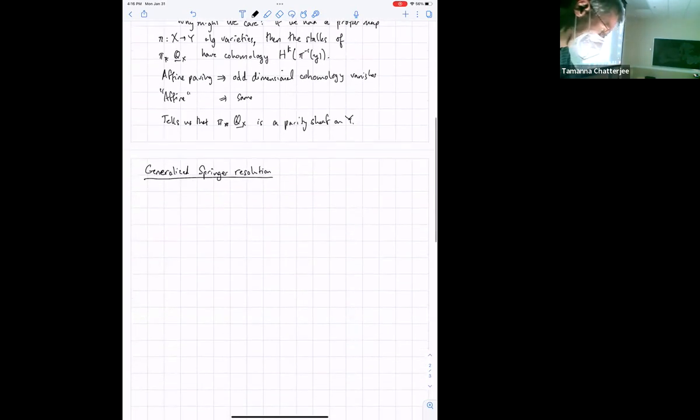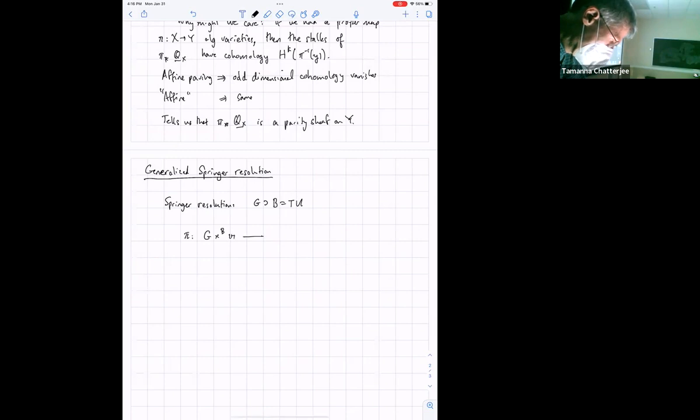Most of you know what the Springer resolution is, but just to say it in certain terms: as usual, we take B contained in G, which is T times U, and we use the Gothic letters for Lie algebras. The Springer resolution is then this map from G cross upper B of u to the nilpotent cone. I use brackets to denote this quotient by B. It takes a coset [g, x] to what I would usually write as g times x, which is really, if you like, Ad g of x.